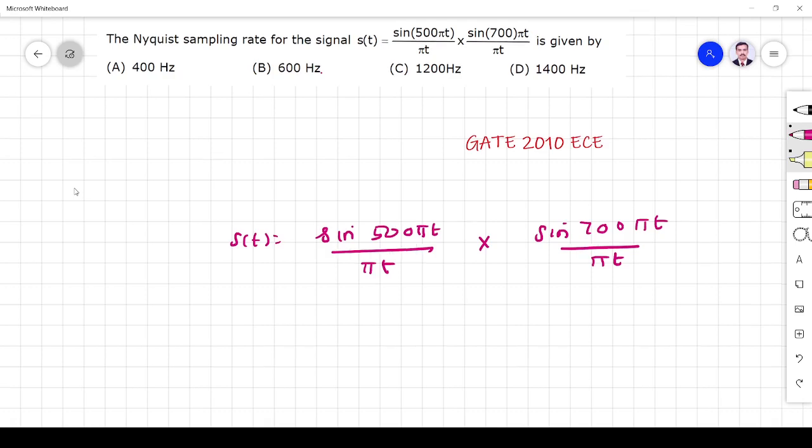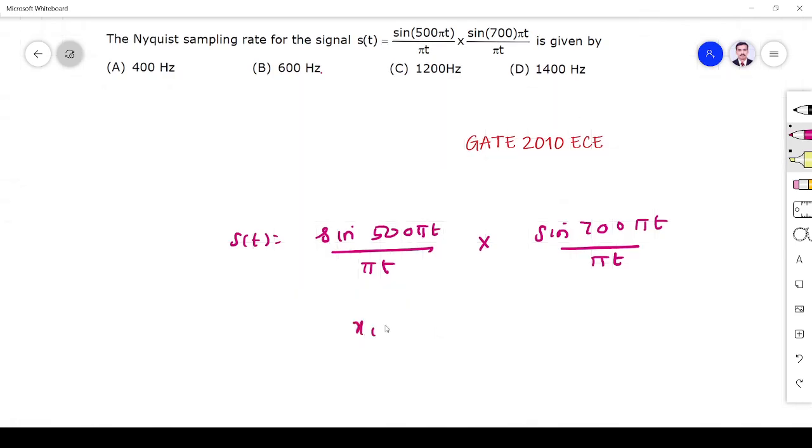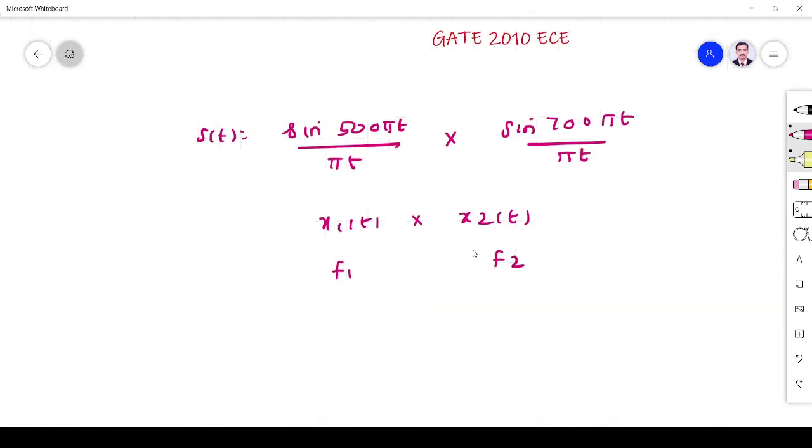So what is the thing? Let me consider this as one signal x1(t) and this as another signal x2(t). Let us assume the frequency of this one is f1 and the frequency of this one is f2. So when two signals are multiplied with the frequencies f1 and f2, the sampling rate fs is given by 2 into (f1 plus f2).